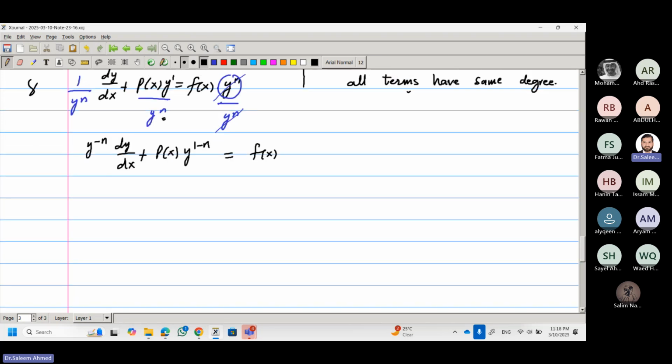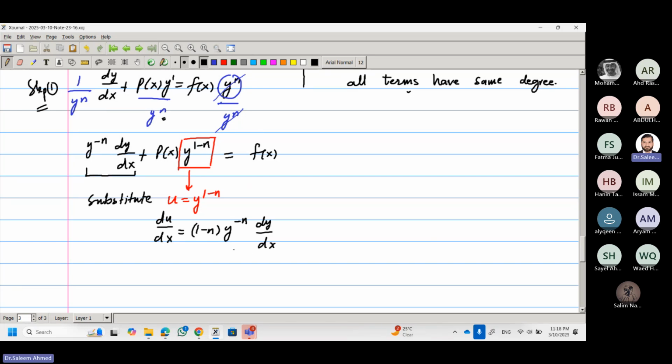This is the first step. Step 1 is divide by y^n. Now, whatever you get here with p(x), substitute, call it u. u is equal to y^{1-n}. This is the substitution that you use. Now if you take the derivative, du by dx becomes (1 minus n) y to the power minus n dy by dx. You see on the left side you have y^{-n} dy by dx, exactly the same thing. So this is something which you can substitute here.